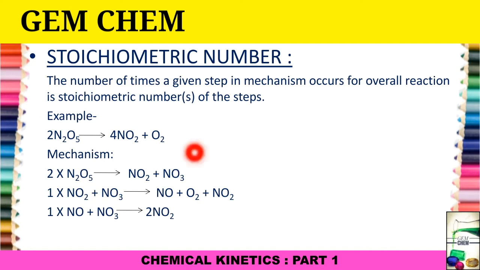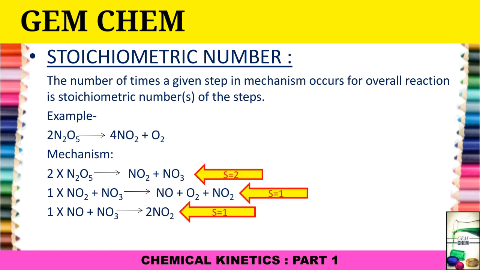So see, actually stoichiometric number is the number of times a given step in a mechanism occurs for the overall reaction. So if you see this example here, 2N2O5 gives 4NO2 plus oxygen. Here the mechanism shows that this particular step occurs 2 times, the next one occurs 1 time, and the next one occurs 1 time. So here the stoichiometric number for this step is 2, for this is 1, and for the last one it is also 1.